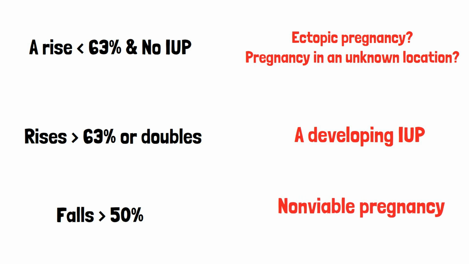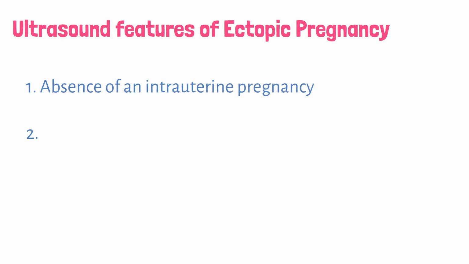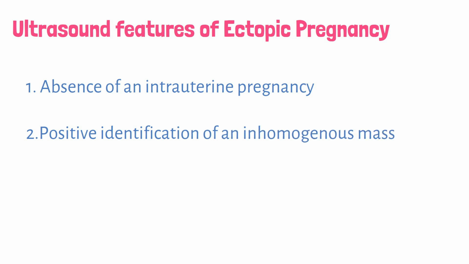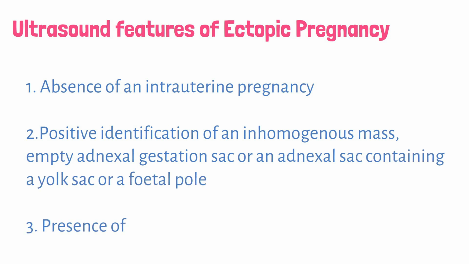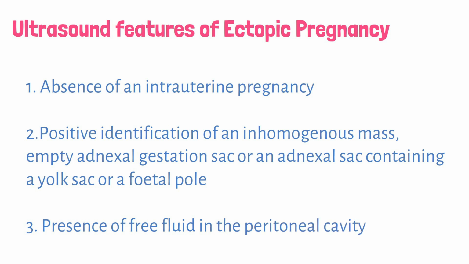When we are doing the transvaginal ultrasound scan, the following ultrasound features are used to diagnose an ectopic pregnancy: an absence of an intrauterine pregnancy, positive identification of an inhomogeneous mass, an empty adnexal gestational sac, or an adnexal sac containing a yolk sac or a fetal pole. Presence of free fluid in the peritoneal cavity is also suggestive of an ectopic pregnancy in the absence of intrauterine pregnancy. So now let's move on to our next question.